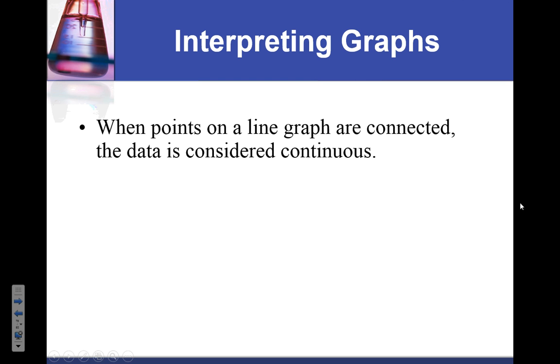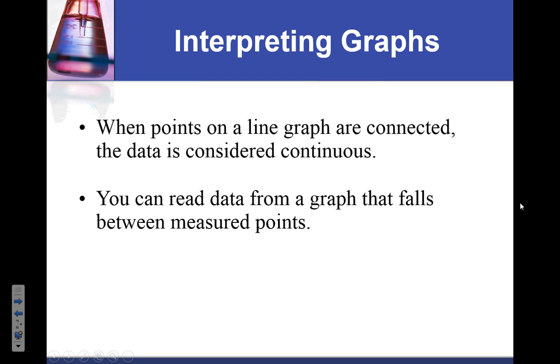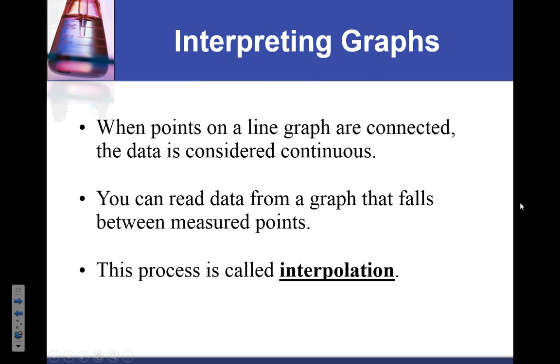Now, when the points in the line are connected, the data is then considered continuous. So we didn't take data points at every single point, but once we draw our best fit line, we now have a way to interpret all of the different measurements that we didn't take. So you can read the data from the graph that falls between the measured points, and that's known as interpolation. So even though we didn't actually measure the mass and volume at all the different volumes, we can use our best fit line to actually determine at any given volume what the mass would be. And since we're looking within our data points, that's known as interpolation.